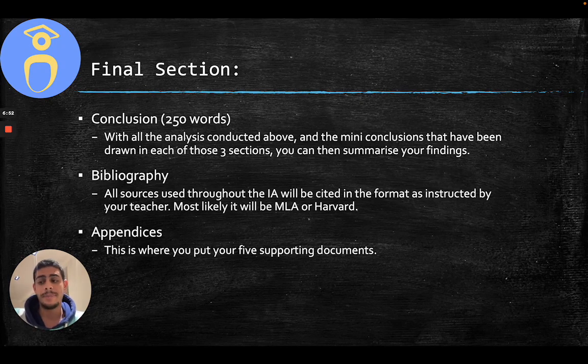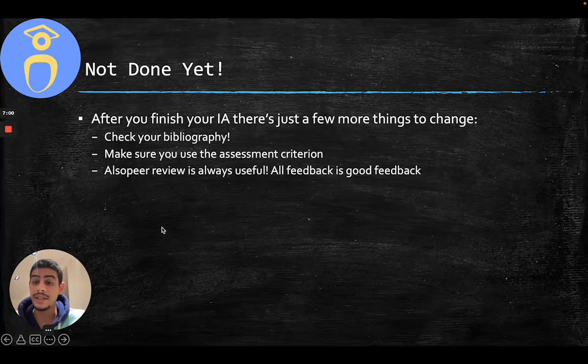After that, you want to have your appendices, and this is basically where you're going to put your 5 supporting documents that you've used. Now, this is the structure of the IA, and after you've finished it, there are still a few more things that you want to do.